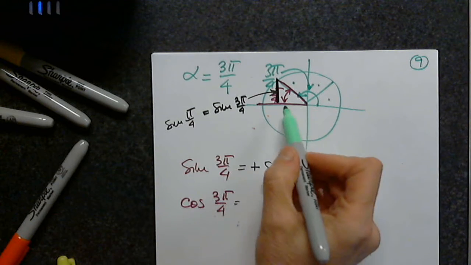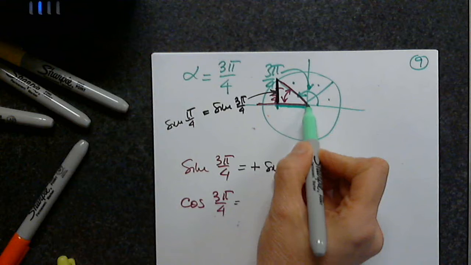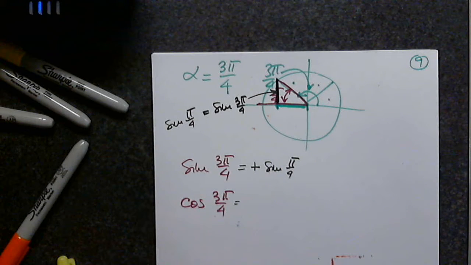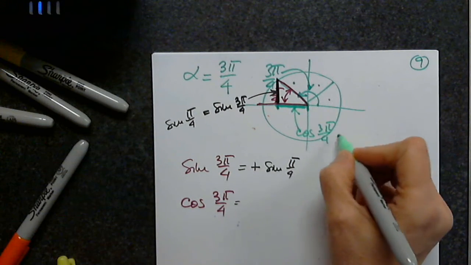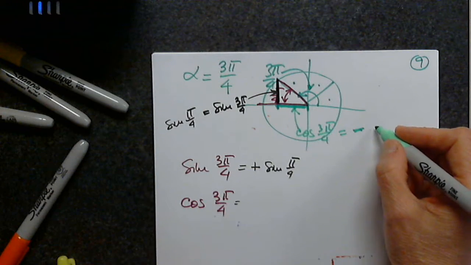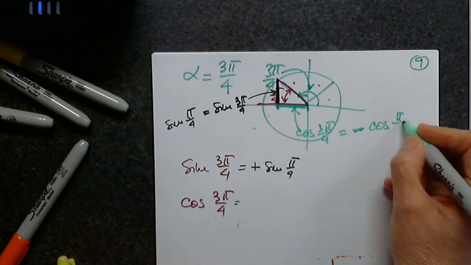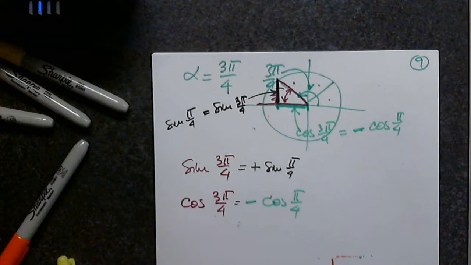Now let's look at cosine. Cosine is this piece from here till here. But is it positive or negative? And where do I measure cosine? Cosine is negative, yes, because I measured on the x-axis. So this piece will be cosine of 3π/4, which will be negative. Exactly. That's it.